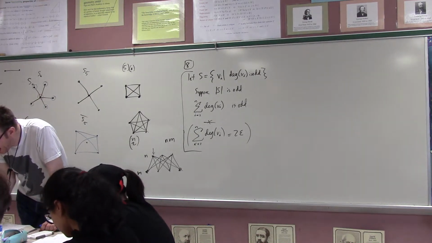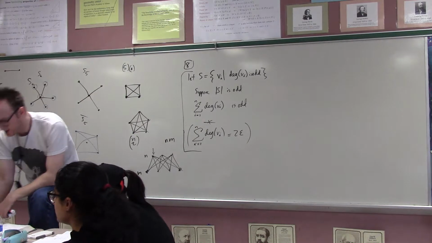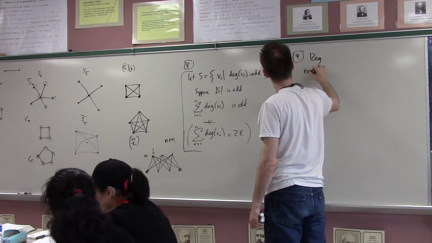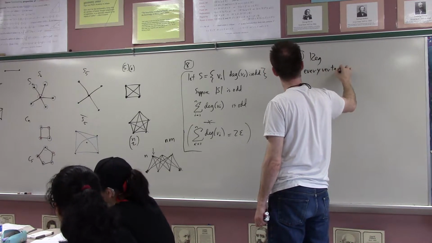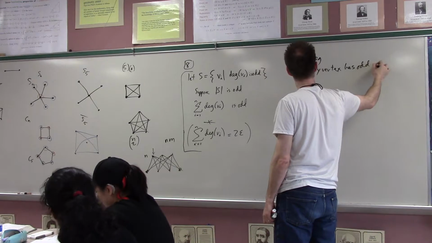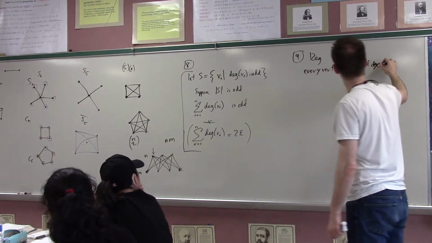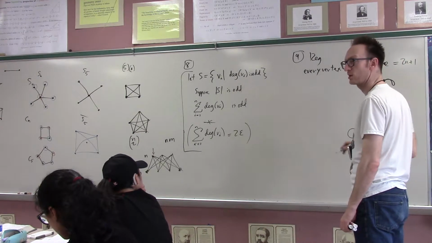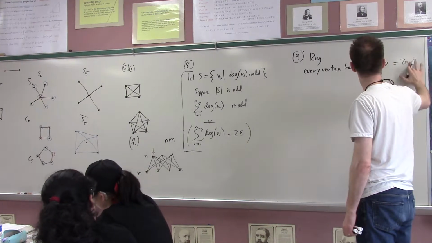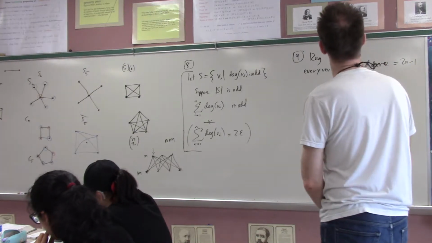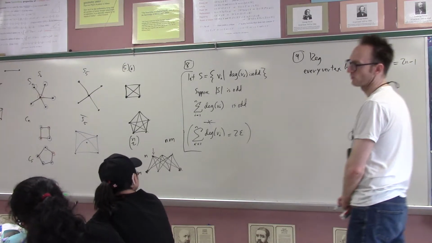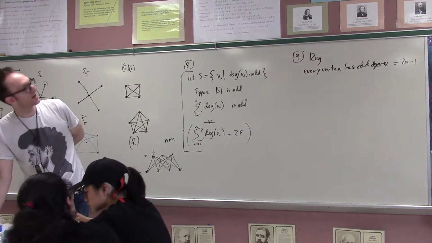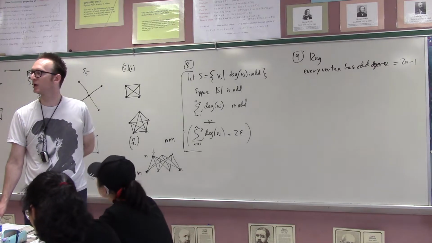Suppose G is a regular graph in which every vertex has odd degree. Okay, good. So regular graph, every vertex has odd degree, and so let's let that degree be some number like 2n plus 1 or whatever. Okay, or 2n minus 1, it doesn't matter. What are we proving again? Prove that the number of edges in G is a multiple of something. This is not hard at all.